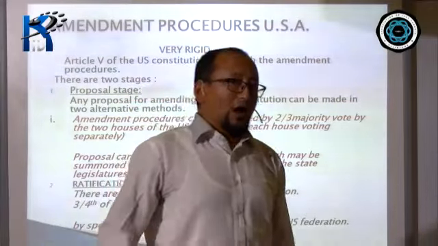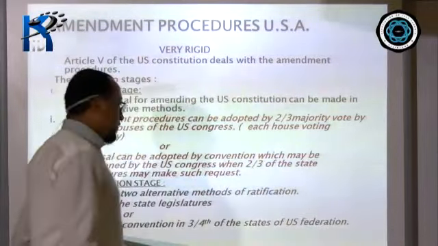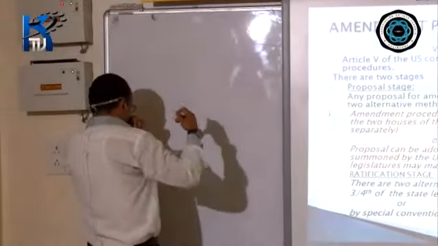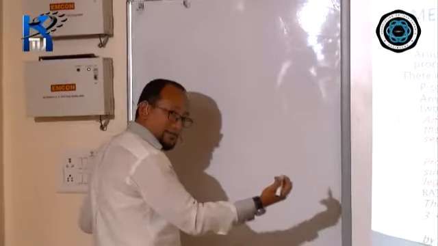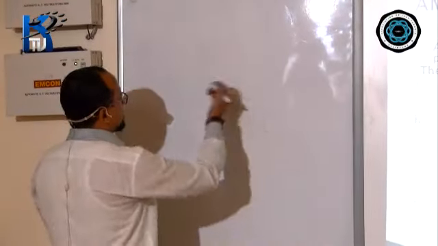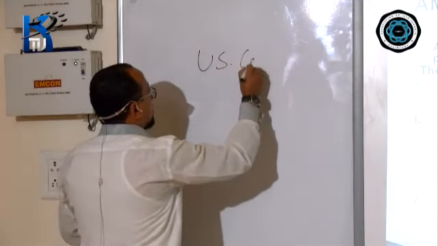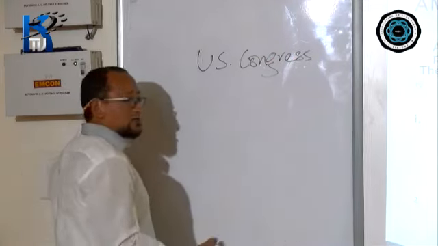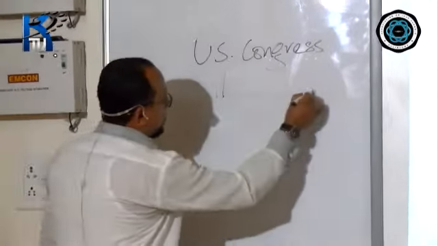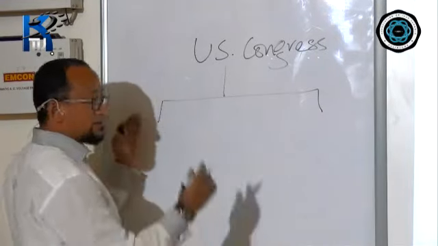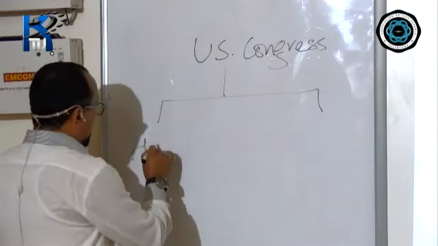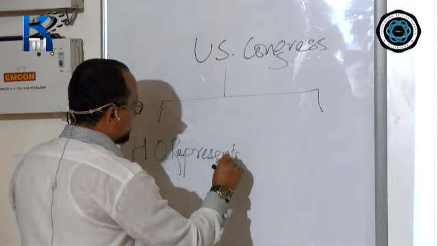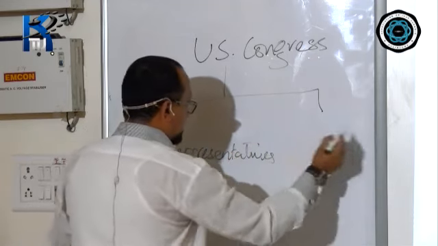So now, I want you all to please have a look over here on the board. The proposal stage and the ratification stage, how it goes on, please look here. U.S. Congress. Well, I have a strong feeling that we did this in the last class as well. However, the U.S. Congress has 2 houses. It's a bicameral legislature: the House of Representatives and the Senate.